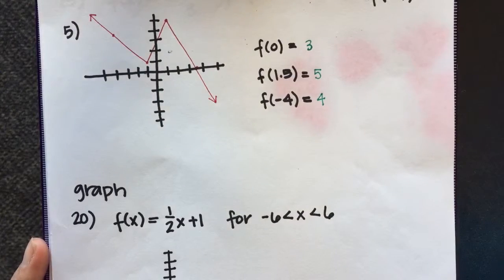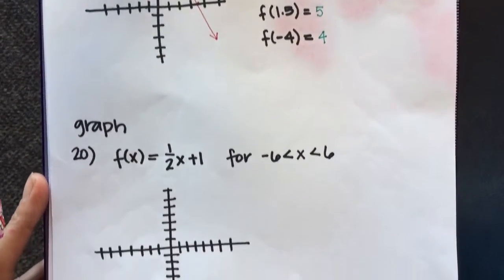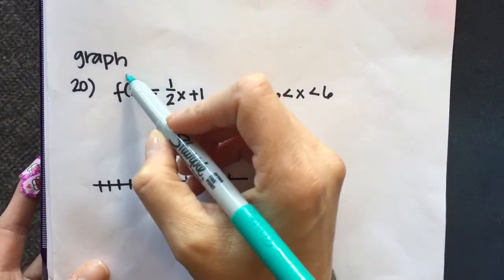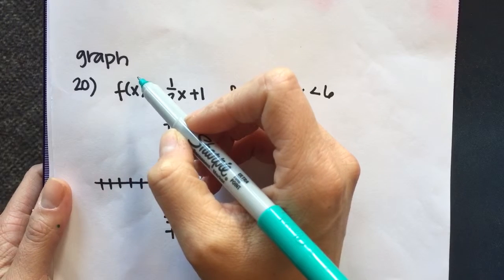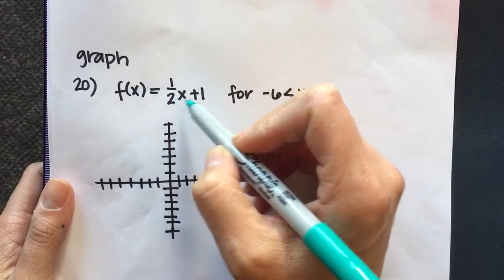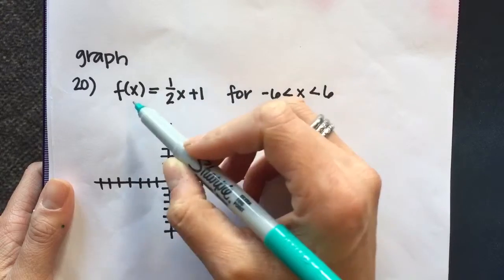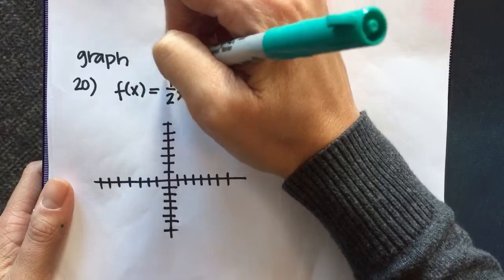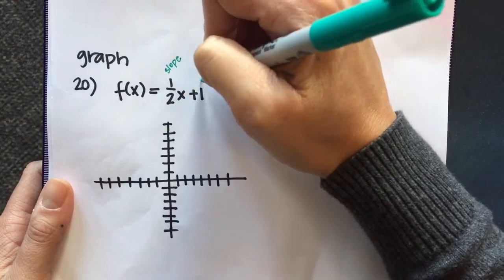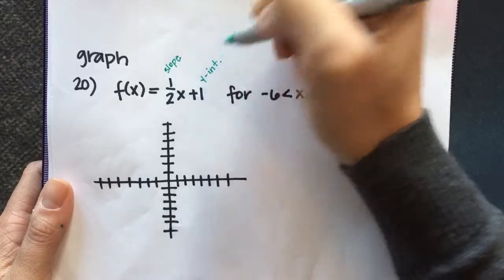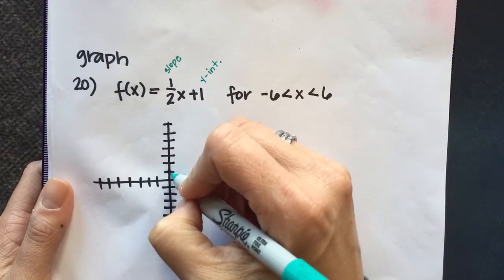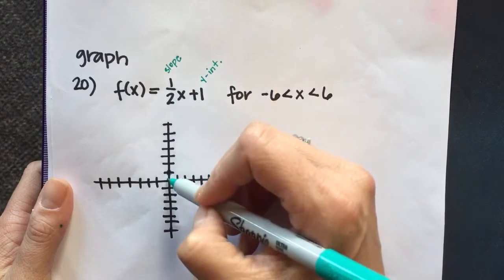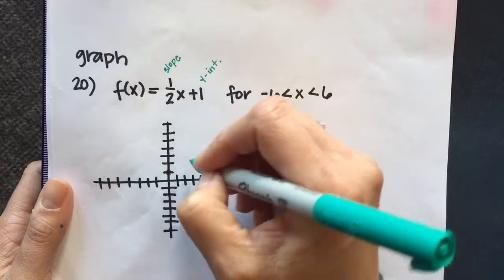Number 20 we talked about briefly in class. I just kind of showed you really quick what it was asking for, but here it is in a little bit more detail. Remember that f of x notation kind of takes the place of our y in our equation. So this is a linear equation, the equation of a line. Y equals mx plus b. So 1/2, that is our slope, or our m. +1 is our y-intercept. So this line starts at +1 on the y-axis, and it has a slope of 1/2, rise over run. So you go up 1 and over 2 and put a second point.